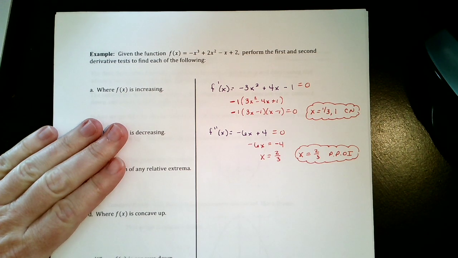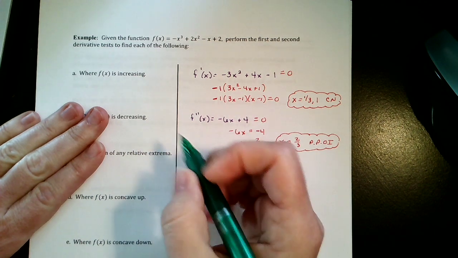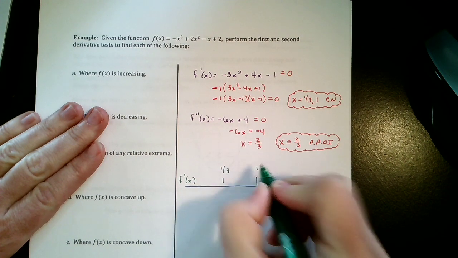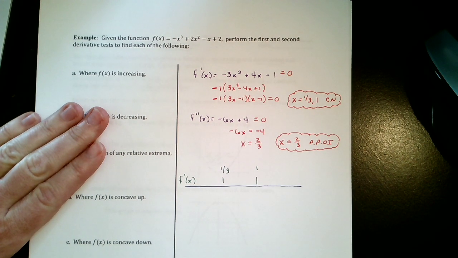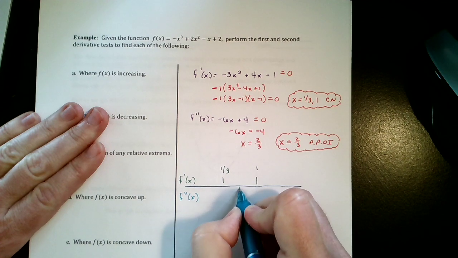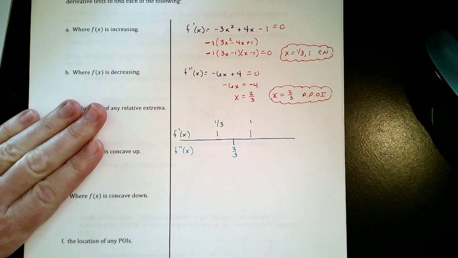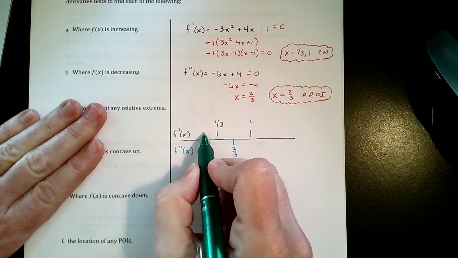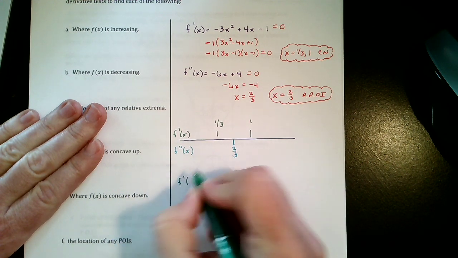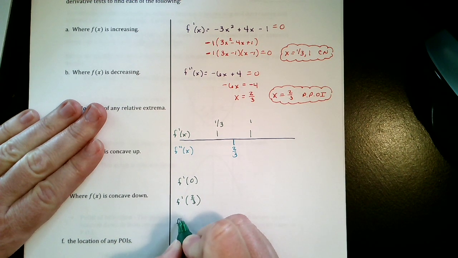Let me go ahead and sketch that number line. Let's go with green for my first derivative. I'm going to put 1/3 and I'm going to put 1. I'm going to use, how about blue, for my second derivative, f double prime. 2/3 is right smack dab in the middle of 1/3 and 1. Okay, so I need a number to the left of 1/3, between 1/3 and 1, and to the right of 1 to plug into the first derivative. So how about we go f prime of 0, f prime of 2/3, and f prime of 2.